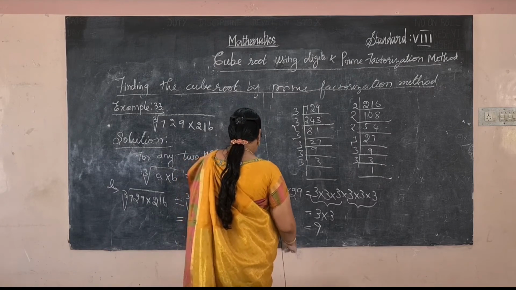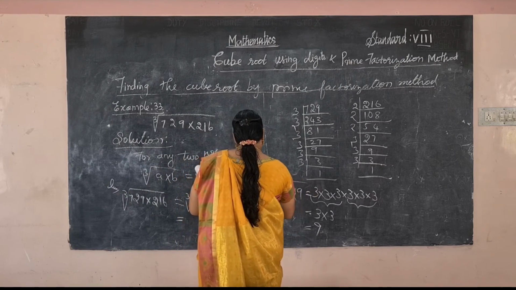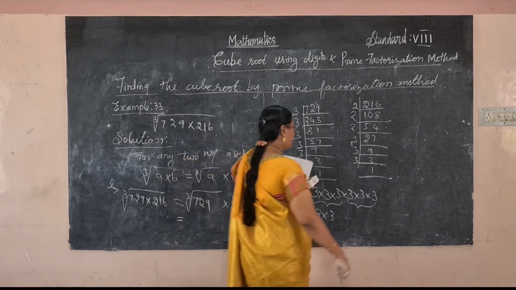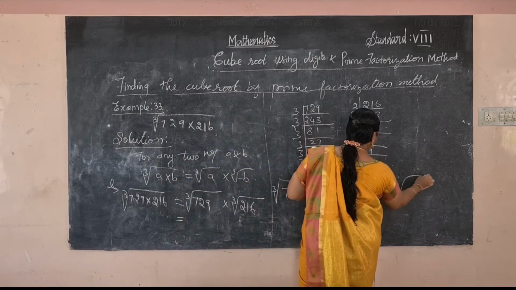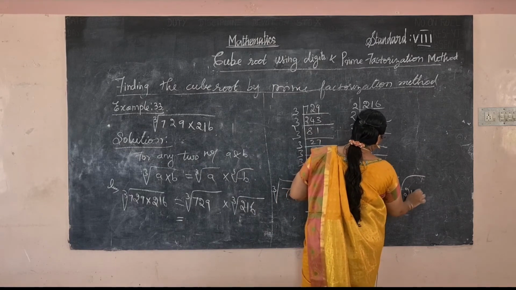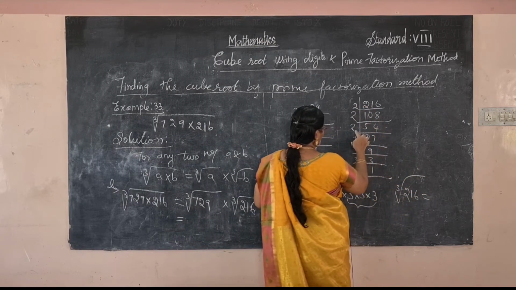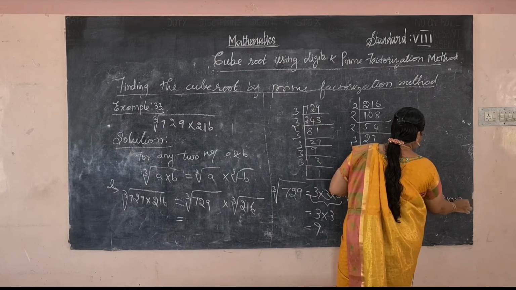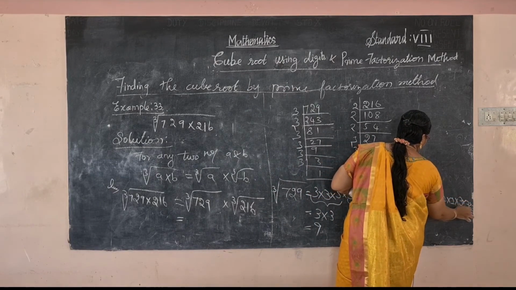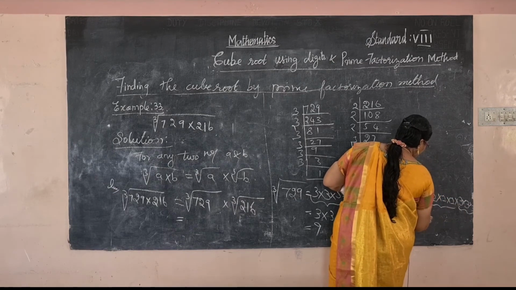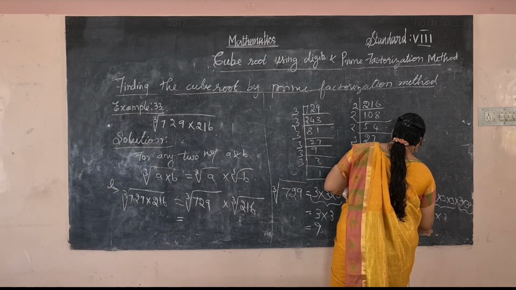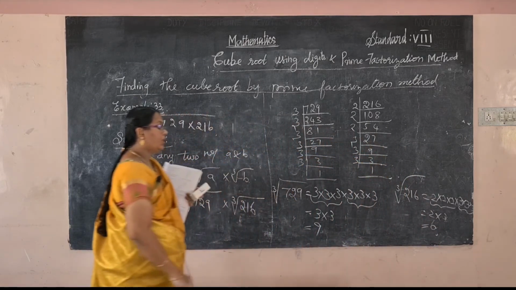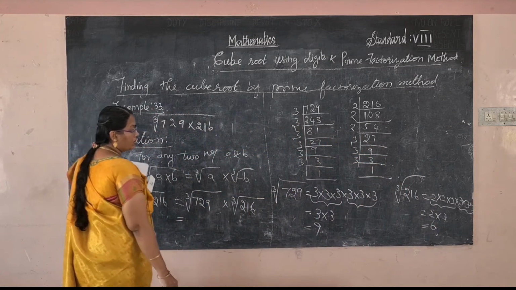So what is that value? Therefore the cube root of this is 9. Here the cube root of 216 is equal to, how many times repeated? 2, 3 times, and 3 is also 3 times. From this, 2 into 3 is equal to 6. Therefore the cube root of 216 is equal to 6.